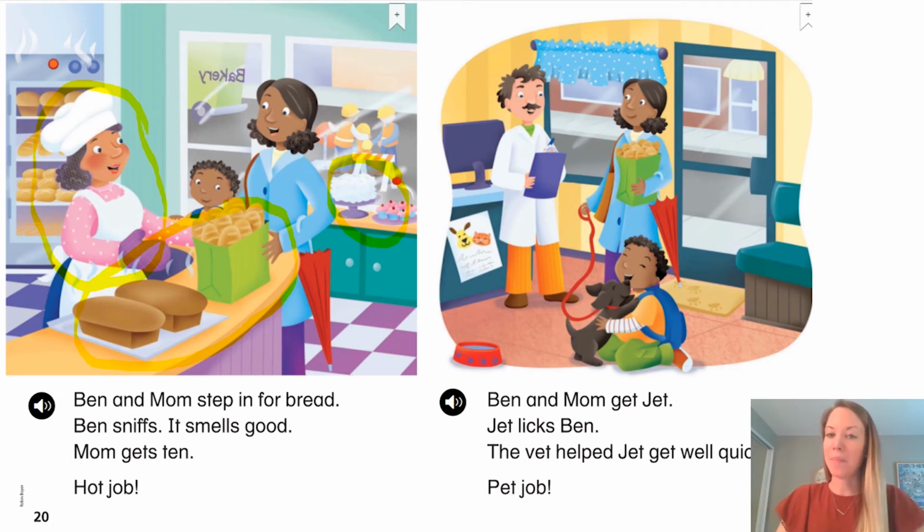Ben and Mom get Jet. Jet licks Ben. The vet helped Jet get well quick.